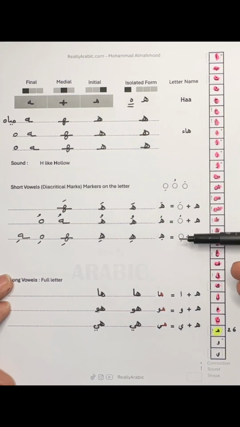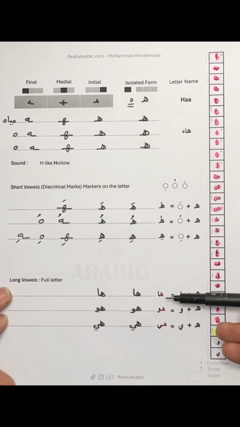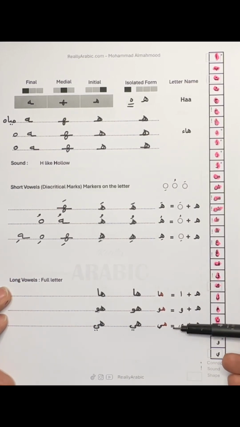Ha, hu, he. With the long vowels, ha, hu, he. And that's it for letter Ha.